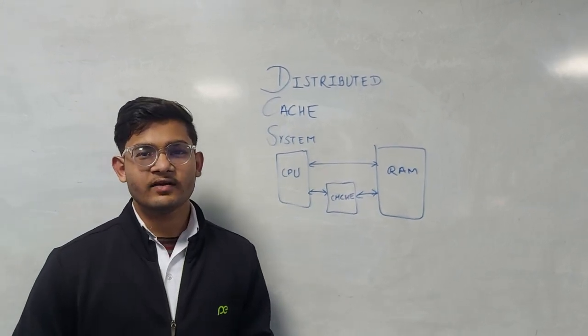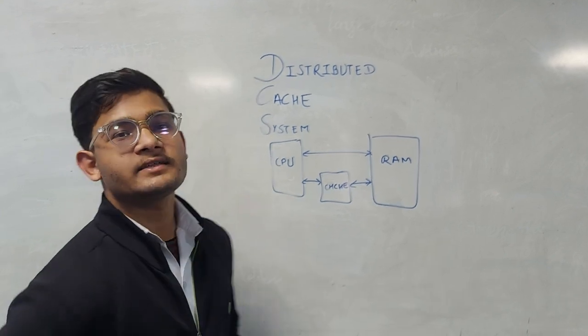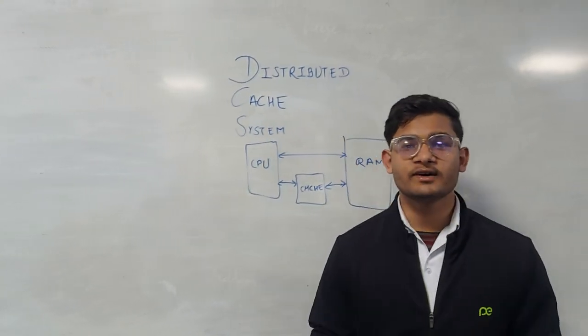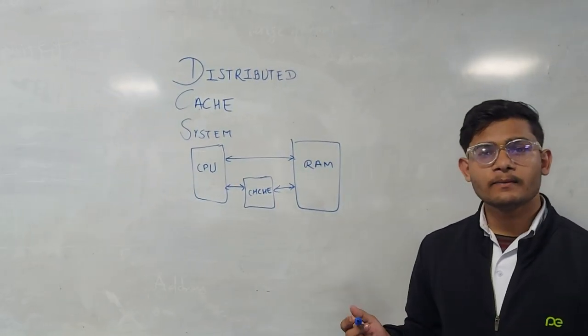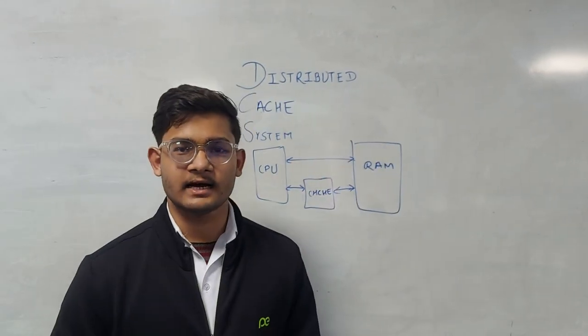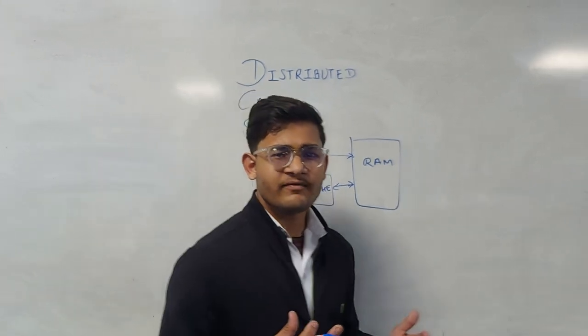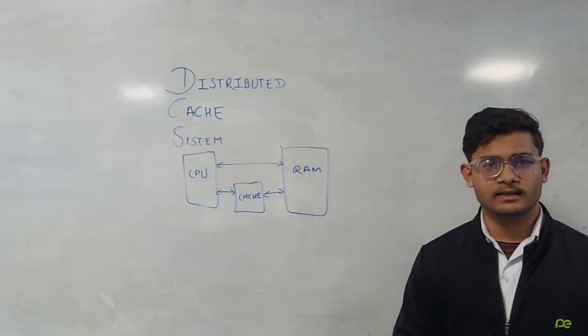So today we will learn about distributed cache system. To understand the distributed cache system, firstly we need to understand what is cache. So cache is a memory in our system which is used to store the frequently accessed data, meaning those data which are accessed again and again or very simultaneously.